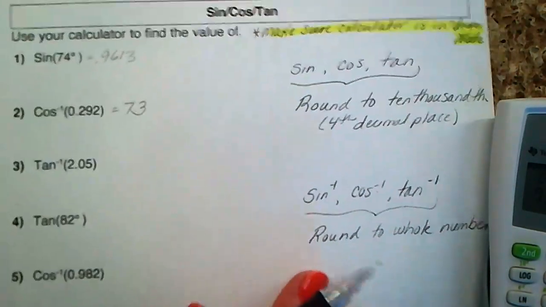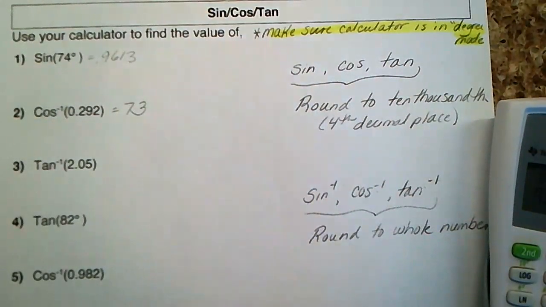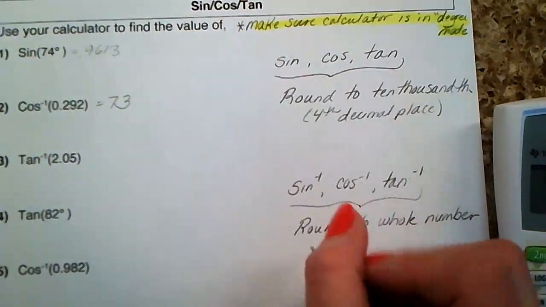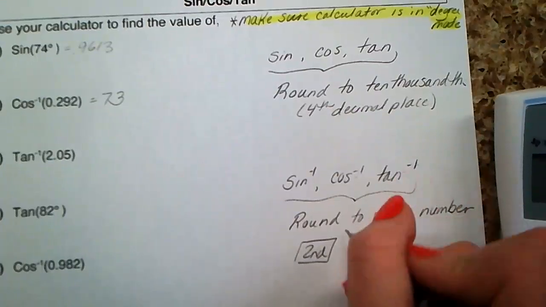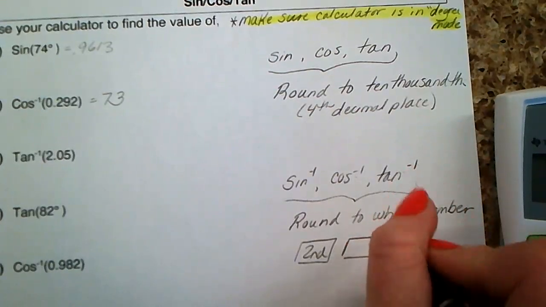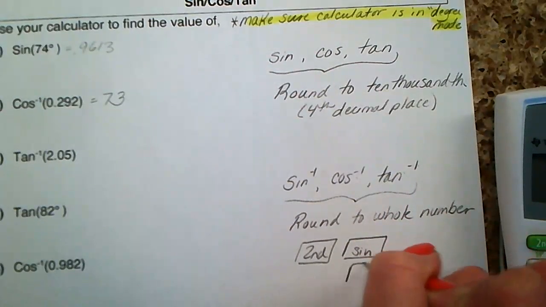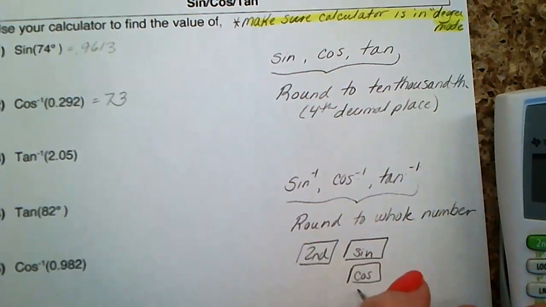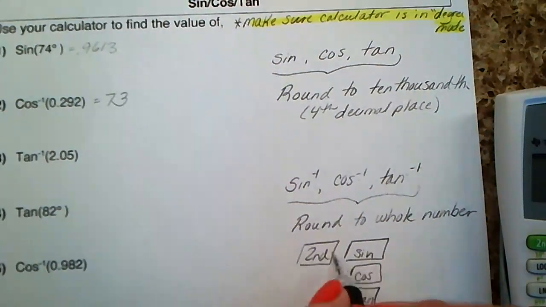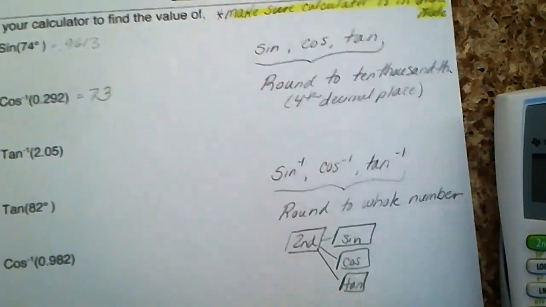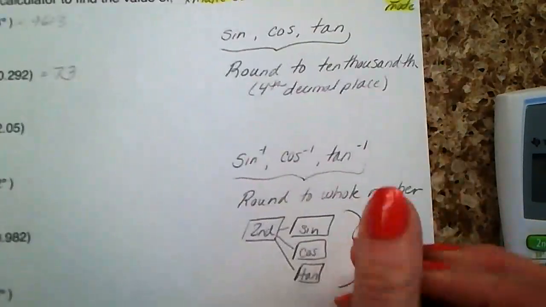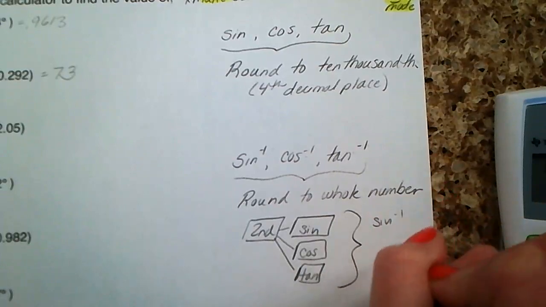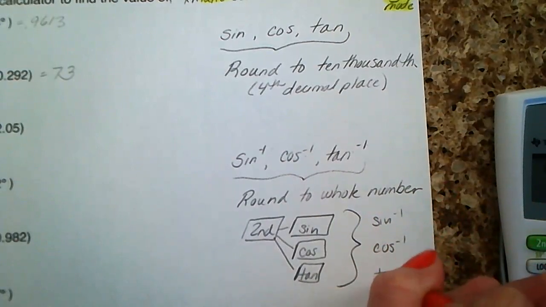Okay, that's going to be a degree value for us. We're going to round those off to the nearest whole number. All right, so let's try the second one again. So remember, for these, what you are doing is you are hitting the second feature first, and then you are hitting either sine, cosine, or tangent with that. Okay? So you have to hit this first, and then one of those three to come up with the -1. That will give you sine to the -1, cosine to the -1, or tangent to the -1.